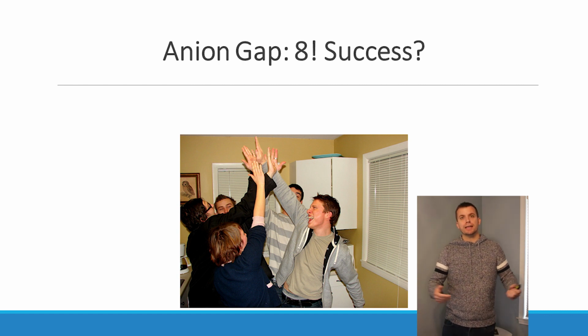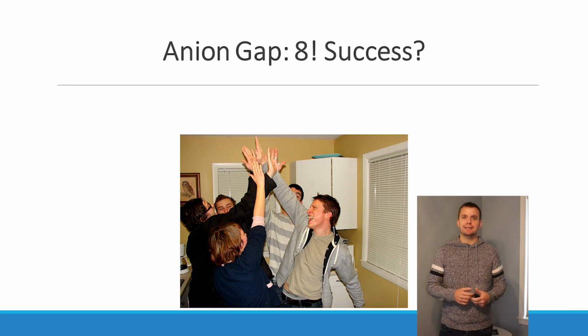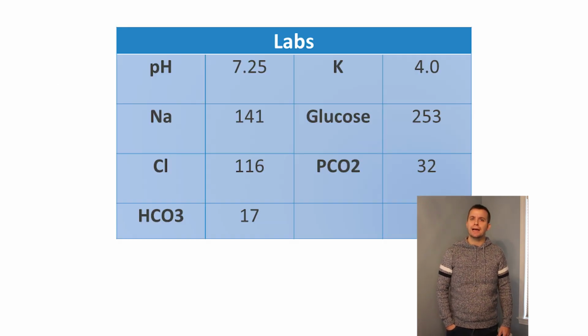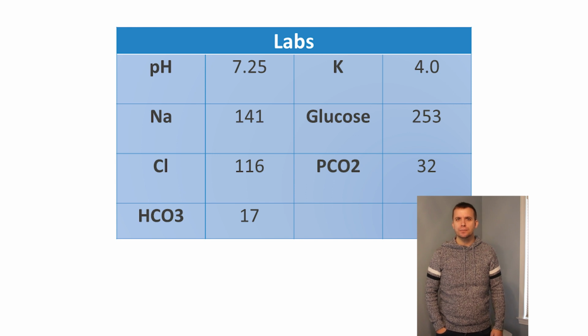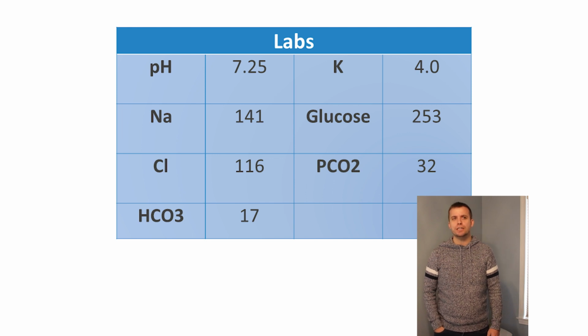And then you recheck in a couple of hours and he's down to an anion gap of 8. You're feeling super excited. Everyone's high-fiving. Sodium's 141 and chloride's 116. Now let's re-look at the labs. pH is about the same. Still acidotic, 7.25. Bicarb is 17, so it hasn't really changed at all.